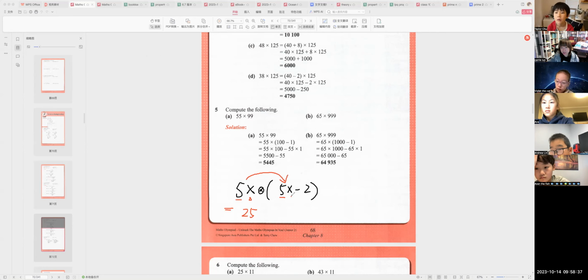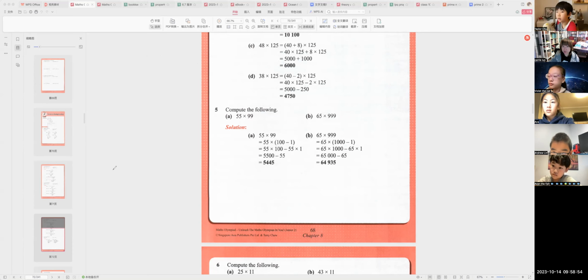So x times x equals x squared. And 5x times negative 2 equals 5 times negative 2, which is negative 10x. It's done. Not that hard. This is the part that you're going to learn in grade 10. We're not going to learn it today, but I just want to show you, okay?